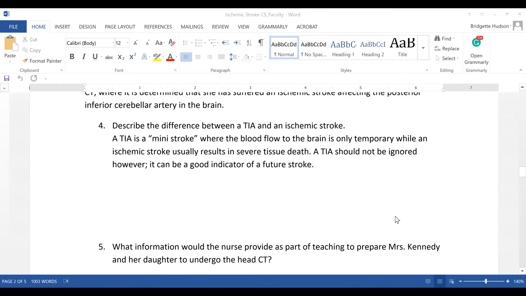All right, so what information would the nurse provide as part of teaching to prepare Mrs. Kennedy and her daughter to undergo the head CT? Allergies to iodine and shellfish, absolutely. That contrast dye, for sure.